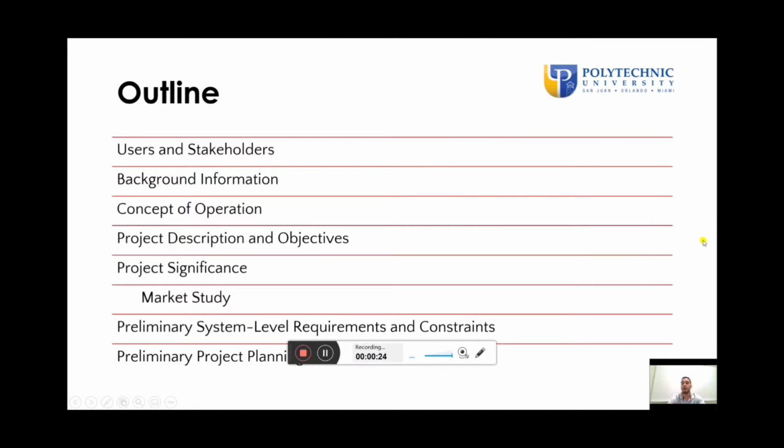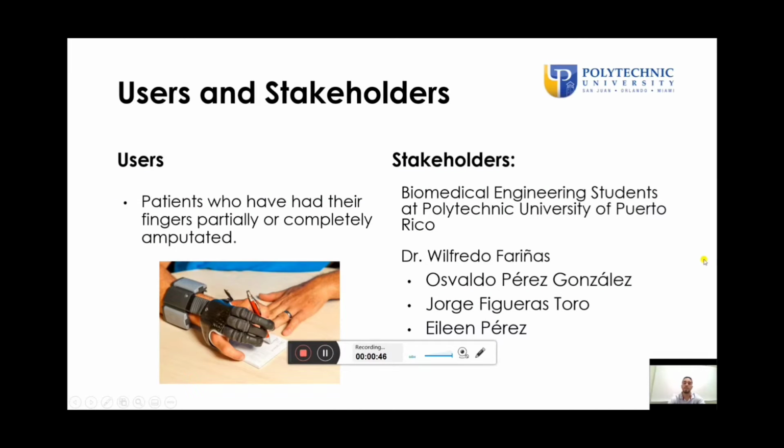In the outline, we have the users and stakeholders, the background information, the concept of operation, the project description and objective, the project significance with the market study, the preliminary system level requirements and constraints, and finally the preliminary project planning.